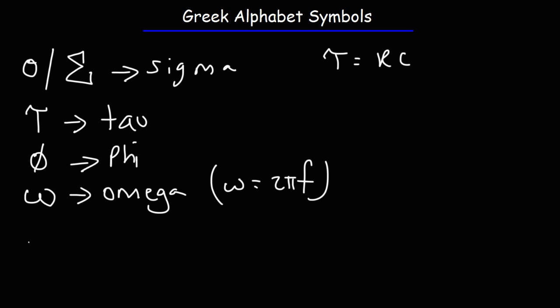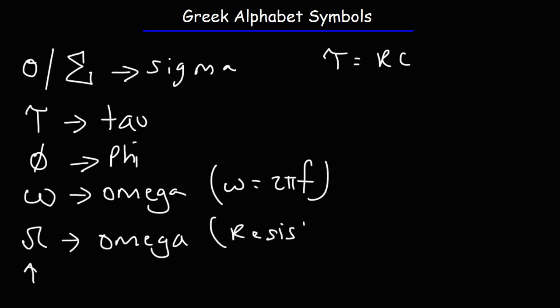Another symbol of omega is this one. This is the uppercase version of omega. And you'll see this symbol when dealing with electrical circuits. So this symbol is the unit of resistance, which is measured in ohms. So those are some common Greek alphabet symbols that you'll encounter when taking chemistry, physics, or certain courses in math.